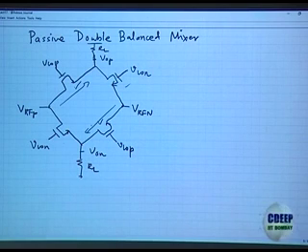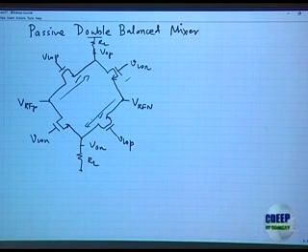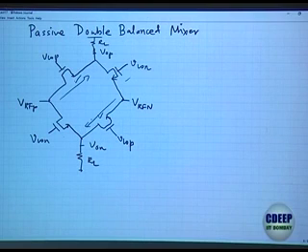So I'm just drawing it a little bit funny way, and I'm doing it intentionally to make a point. So if you look at the circuit, it will look like this.